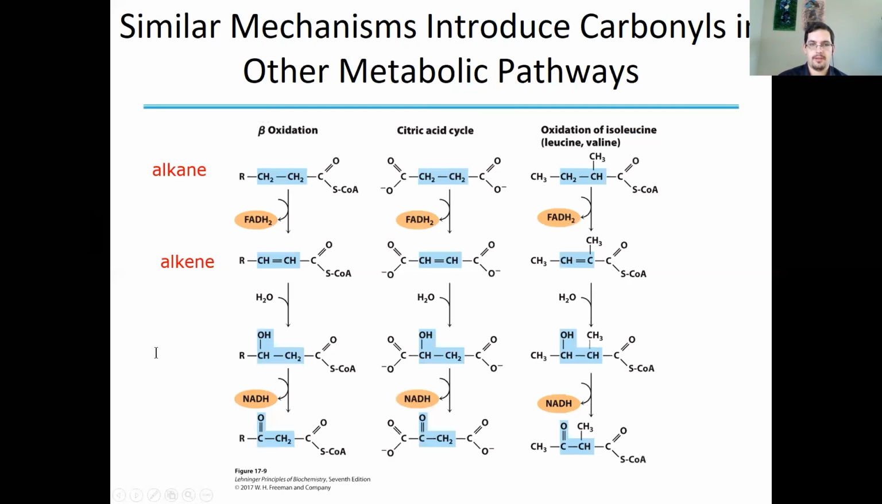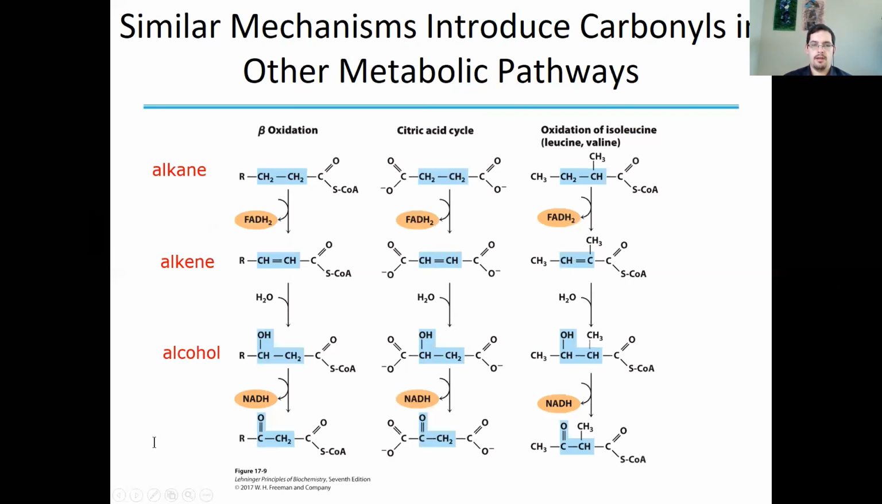You then take that alkene and you hydrate it. This gives you your alcohol. So this was our enoyl-CoA hydratase in the case of our fatty acid. In the case of the citric acid cycle, this would be our fumarate here, right? We're taking fumarate and converting it to our malate.